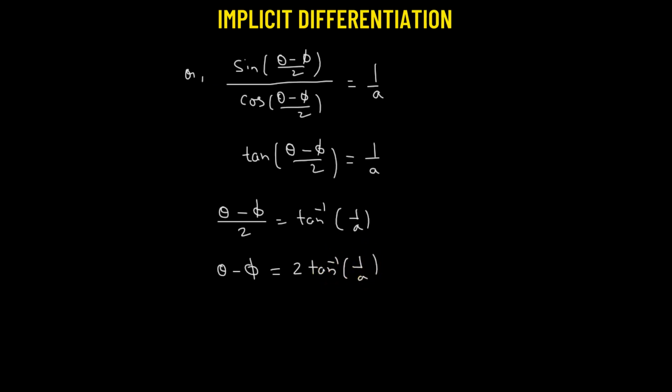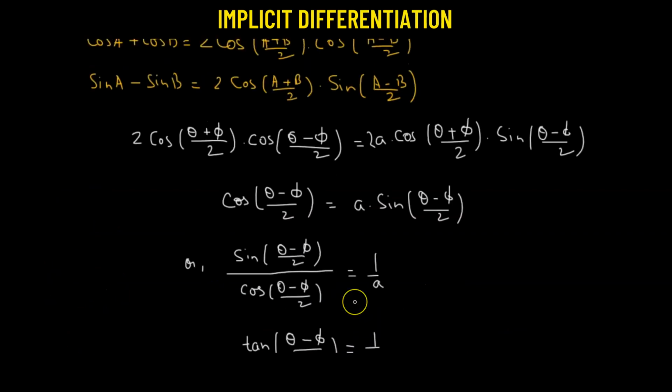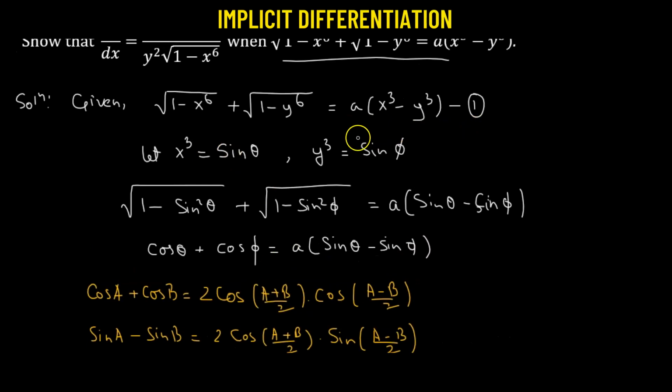So we started out by considering x cubed to be equal to sine theta. This would mean that theta must be equal to sine inverse of x cubed, and we have considered y cubed to be equal to sine phi, which would mean that phi must be equal to sine inverse of y cubed. So we'll replace these values here, and this gives us sine inverse of x cubed minus sine inverse of y cubed equals 2 times tangent inverse of 1 over a. So this inverse trig equation is actually the same as equation number 1 when we make the transformation of x cubed with sine theta and y cubed with sine phi.